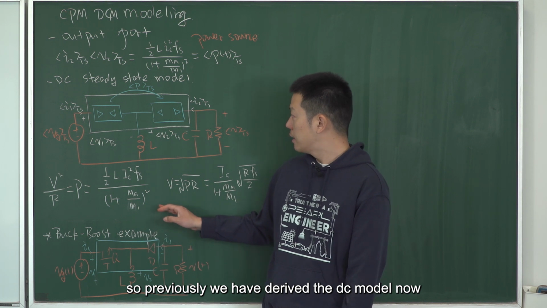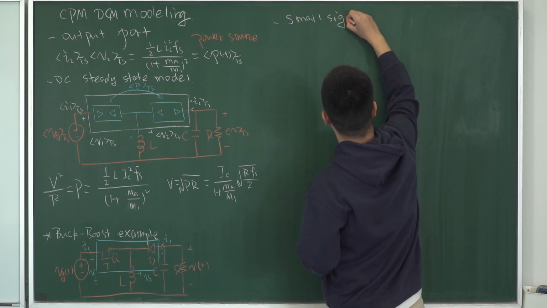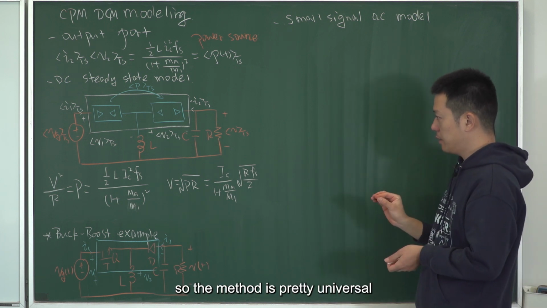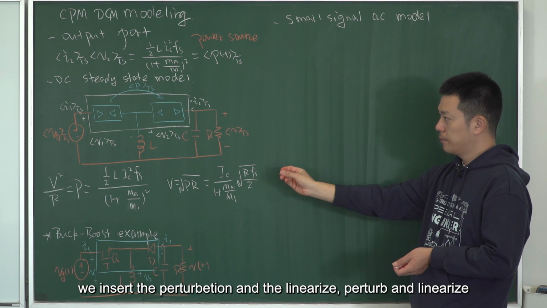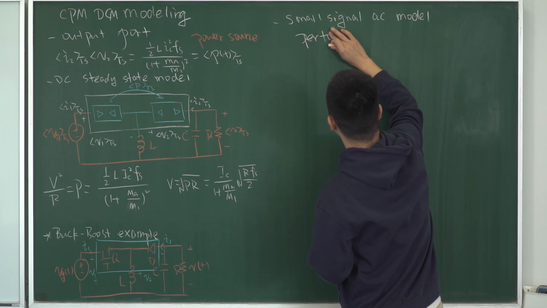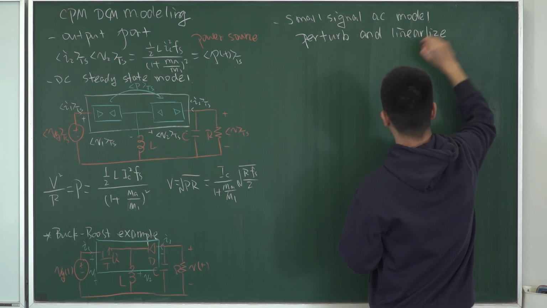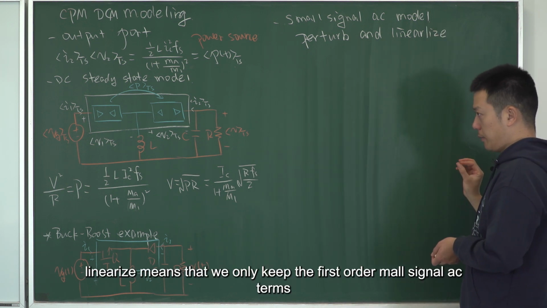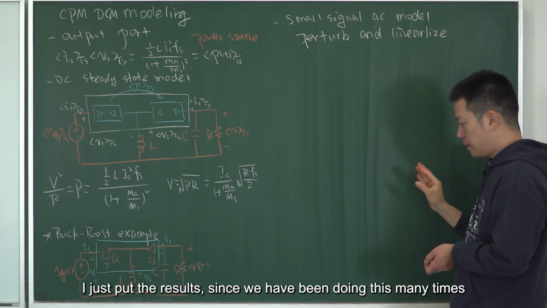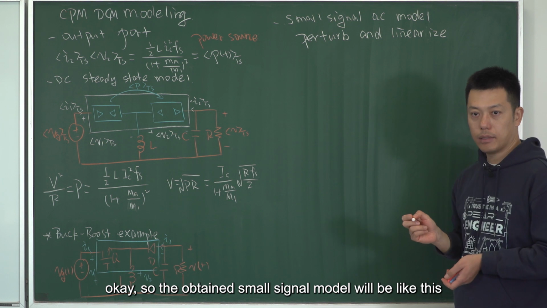So previously we have derived the DC model. Now let's consider the small signal AC model. So the method is pretty universal. On top of the DC model, we insert the perturbation and linearize, right? Perturb and linearize. Linearize means that we only keep the first order small signal AC terms, right? So here, I just put the results since we have been doing this many times.